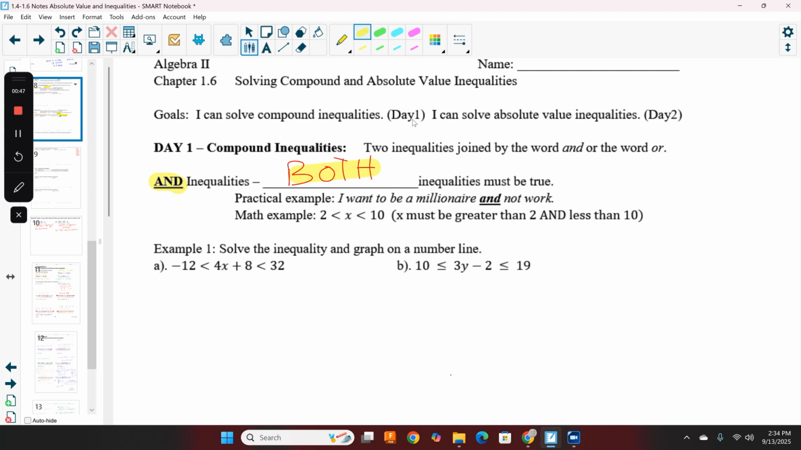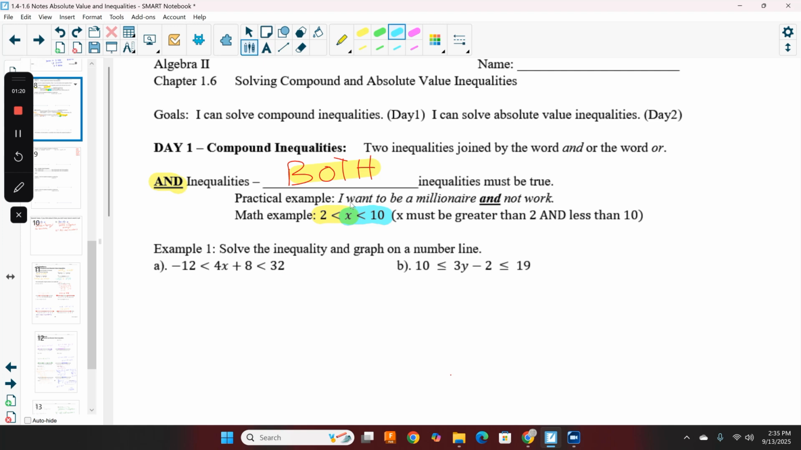So a math example, 2 is less than x is less than 10. And if you read this backwards, where the "and" is, you got to read the x backwards. X is greater than 2, and then reading forwards, x is less than 10. So with an "and," yellow and blue make green.